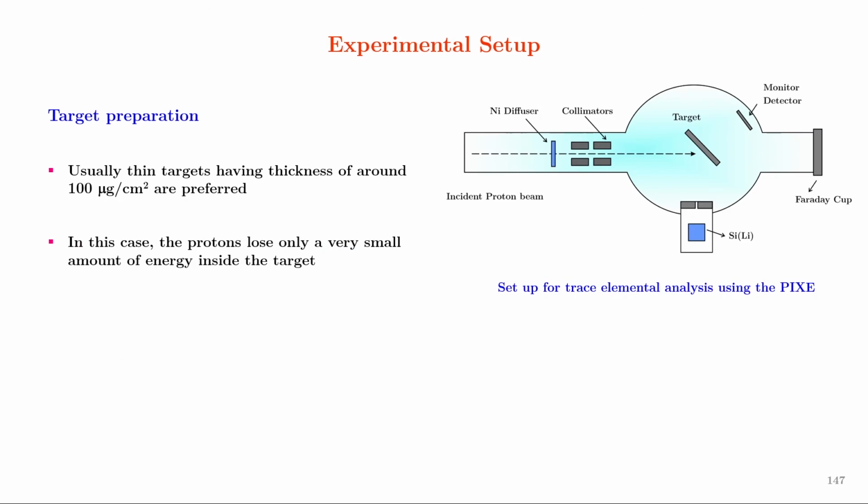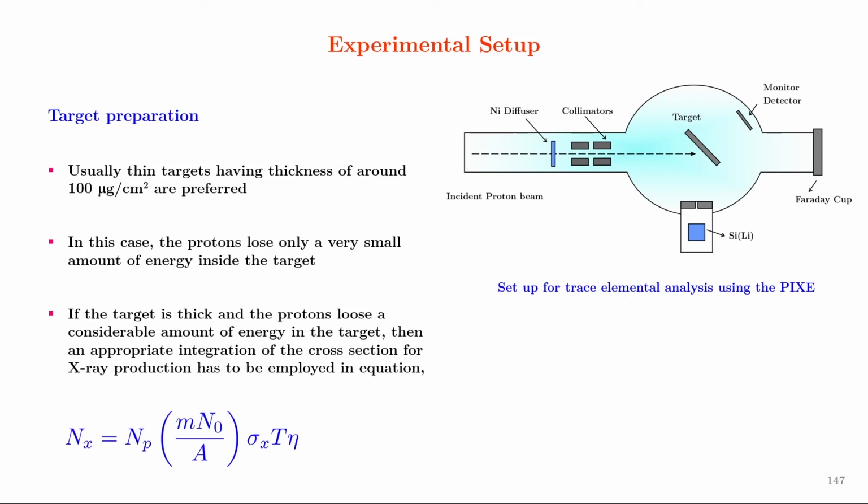Target preparation. Usually thin targets having thickness of around 100 microgram per centimeter squared are preferred. In this case, the protons lose only a very small amount of energy inside the target. If the target is thick and the protons lose a considerable amount of energy in the target, then an appropriate integration of the cross-section for X-ray production has to be employed in the equation Nx = Np m n0 / (A σx T η).